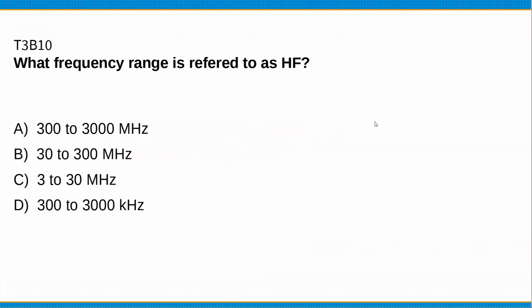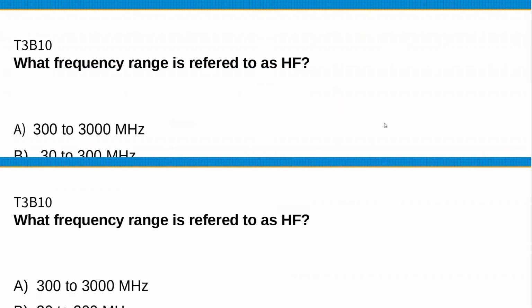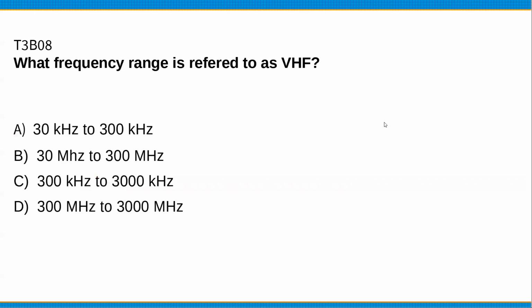Good. What frequency range is referred to as HF? HF, okay, so 3 to 30. 40 meters is 3.5 megahertz. 10 meters is 28 to 29.